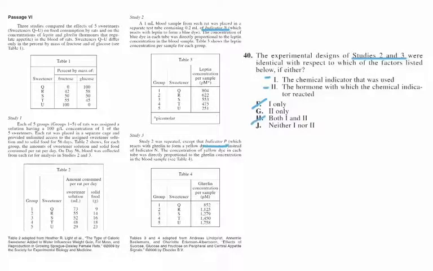Okay, the hormone with which the chemicals reacted. The hormones are leptin and ghrelin. In study 2, it's reacting with leptin. In study 3, it's reacting with ghrelin. So they're not the same. So we can eliminate G. So J, neither of those.